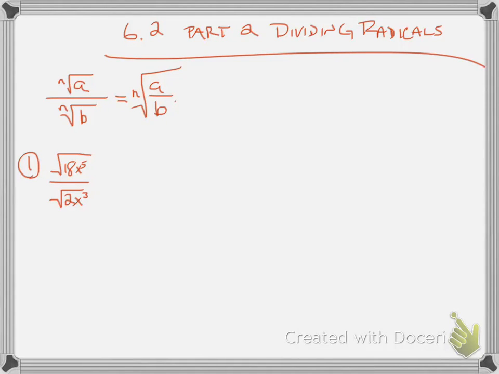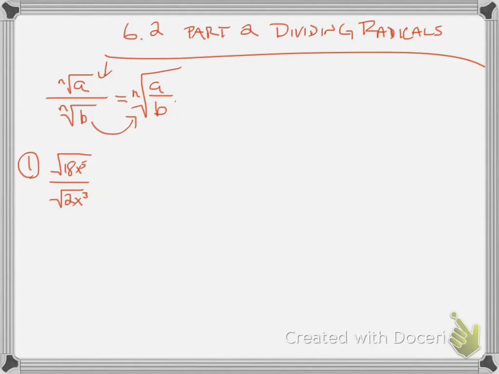Okay, so for 6.2 part 2, we're dividing radicals, and you use pretty much the same rule as multiplying. When you have a quotient inside of a radical, you can split it into two radicals, where the numerator is under one radical and the denominator is under the other. But it can go both ways, okay? So if you have one radical dividing by another radical, as long as the indexes are the same, you can put that under one radical with that same index.